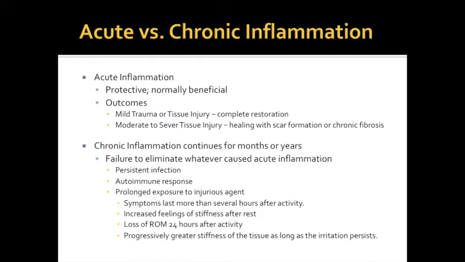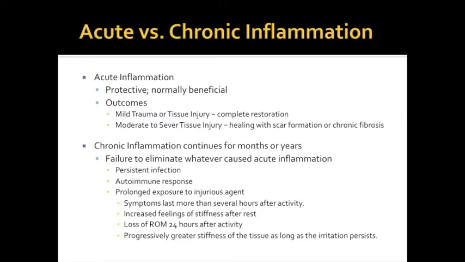Providing the injurious agent is removed, then acute inflammation should resolve. But if the presence of this injurious agent remains, for example, think back to our postal worker lifting heavy boxes with poor posture, then that could result in chronic inflammation. This can also result when too much scar tissue or tissue necrosis is present.